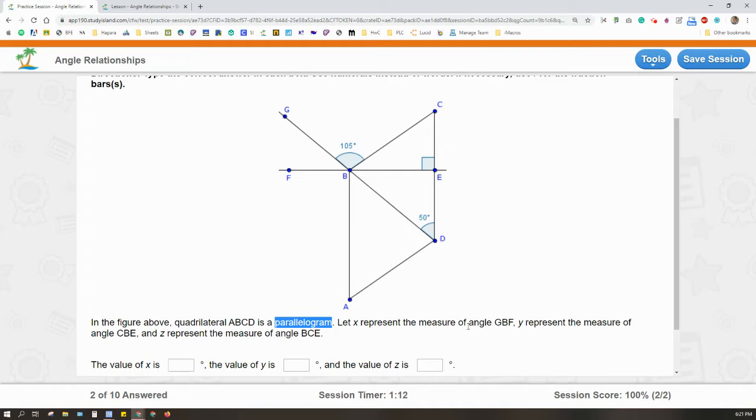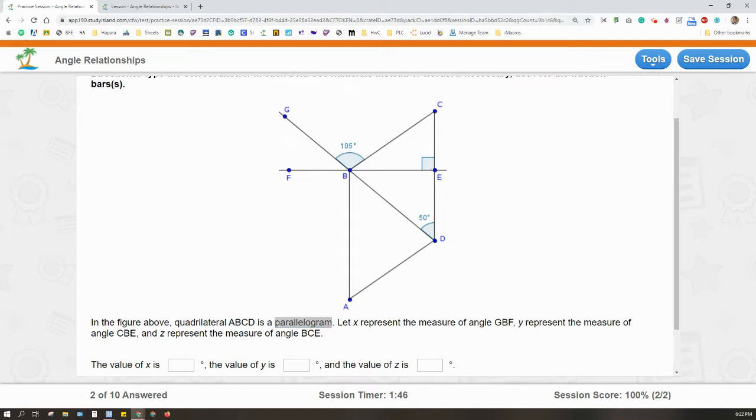Now, X represents the measure of angle GBF. Let's find GBF. GBF. So this small angle right here. Y represents the measure of angle CBE. That's the opposite side. Here we go. CBE. And Z represents the measure of BCE. Here's BC. BCE. So we can find out, because we're going to use the fact that we have parallel lines and the fact that this is a 90-degree angle and the fact that that's a 105-degree angle.